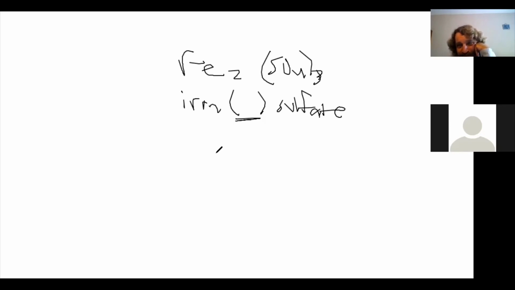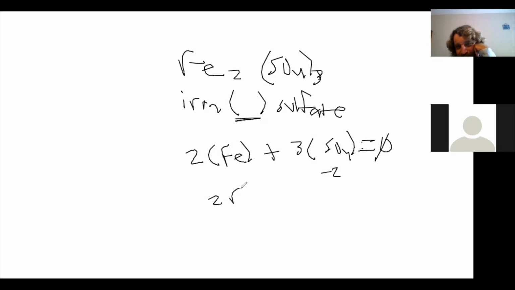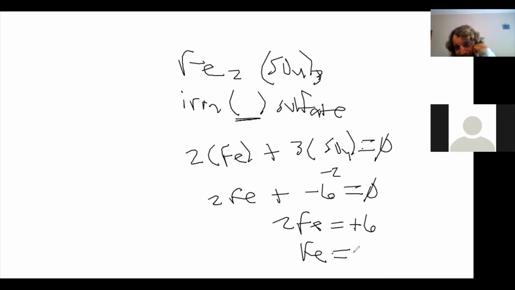So what we're going to do is use a little trick. 2 times whatever Fe is, plus 3 times, we'll go ahead and put it as sulfate right now, has to equal 0. They have to add up to 0. So we know that the sulfate is -2. That means 2 times Fe plus -6 has to equal 0. And so 2Fe has to equal +6. So that means that Fe has to equal +3. And that's what goes up here.